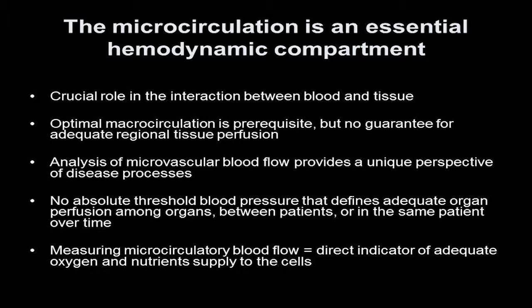And there's no absolute threshold for blood pressure that defines adequate perfusion of the tissues. And that is not only between different organs, but also between different patients, or even in the same patient at different time points. These thresholds can vary. And measuring the microcirculatory blood flow is a direct indicator of adequate oxygen and nutrient supplies to the cells.